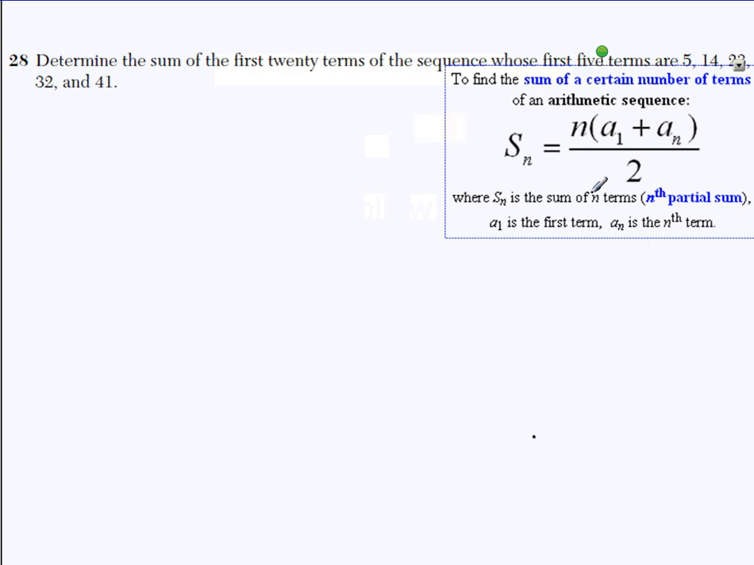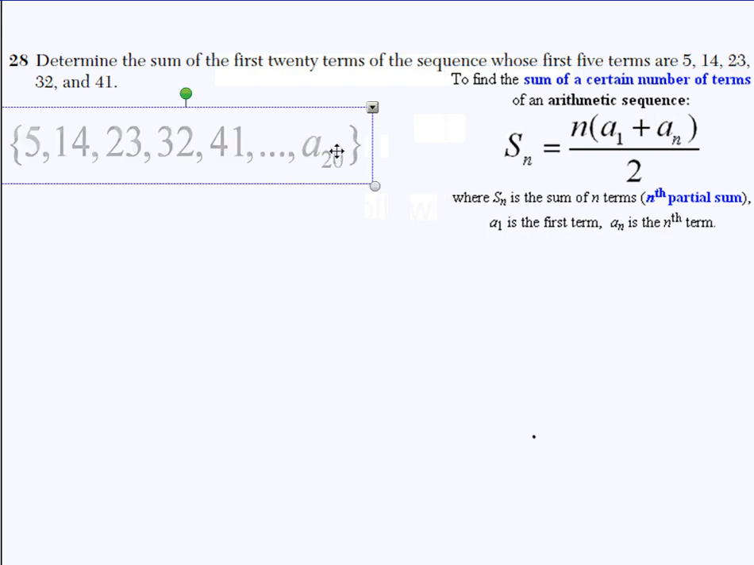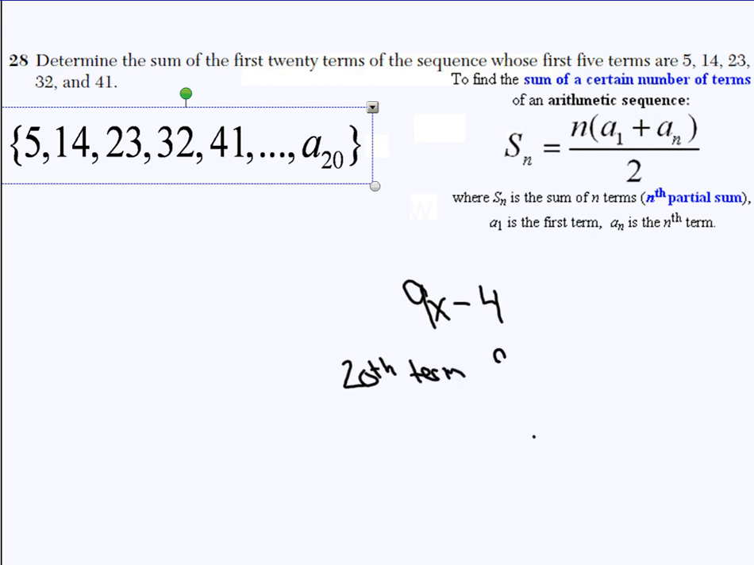So you run into a problem here because you don't know what the 20th term is, so you have to find the 20th term. But since we already made up a linear equation that's going to get us the terms of the sequence, which was 9x minus 4, we can just use this to get the 20th term by plugging in 20 into it. So that's going to be 9 times 20 minus 4. 9 times 20 is 180. 180 minus 4 is 176. So 176 is the 20th term.